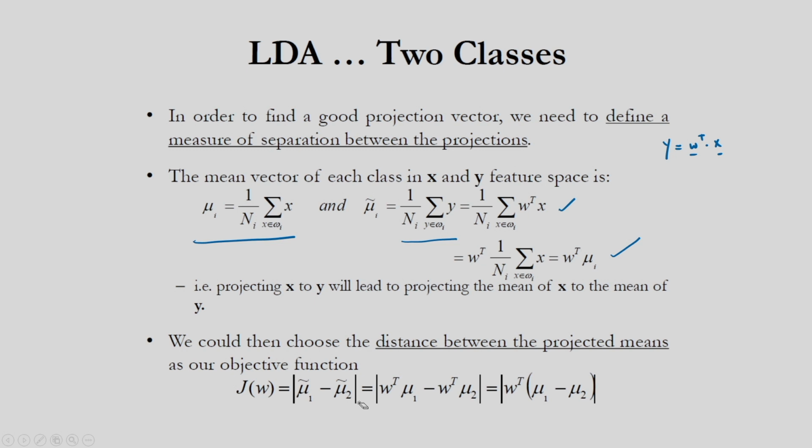Now I am considering the objective function. The objective function is J(w), and the main goal is to find the maximum distance between the projected means, so that I will be getting maximum separation between the classes. So mu1 tilde is the projected mean for class 1 and mu2 tilde is the projected mean for class 2. From the previous equation you can determine this.